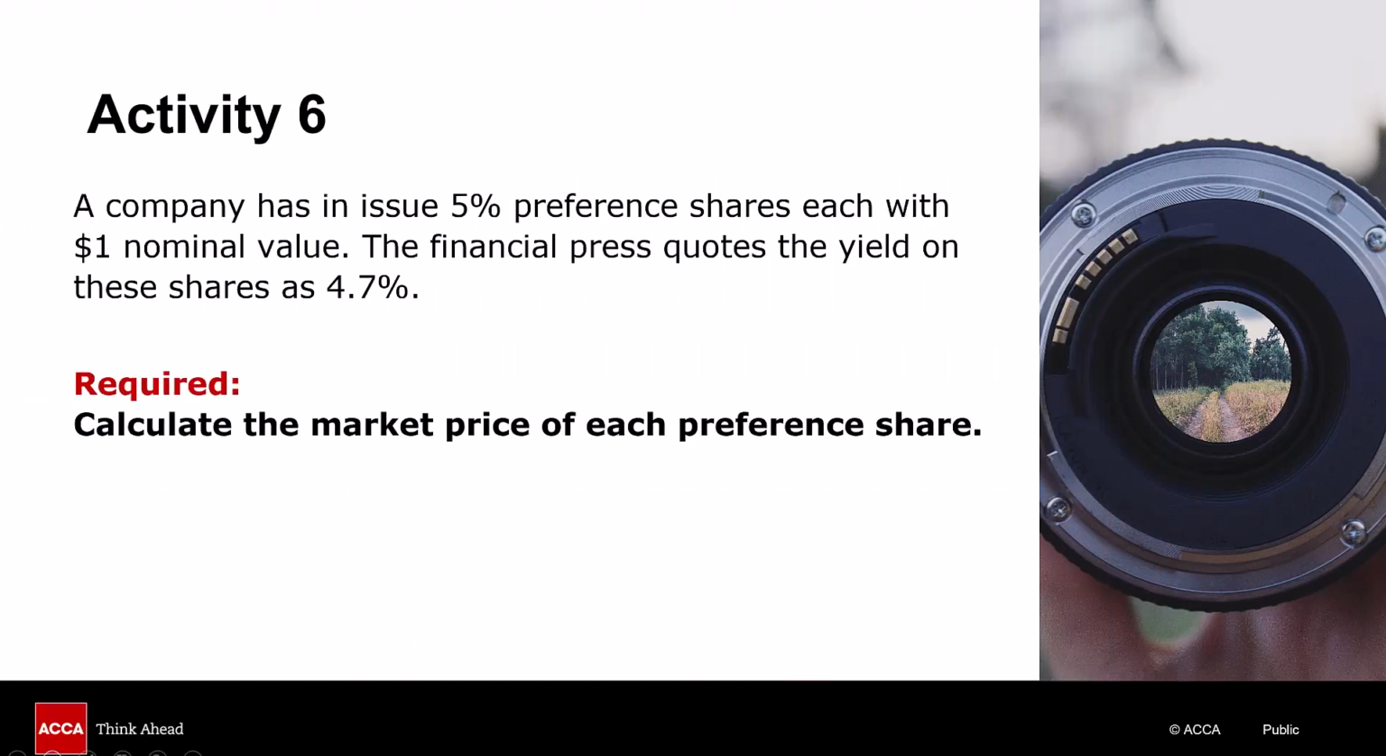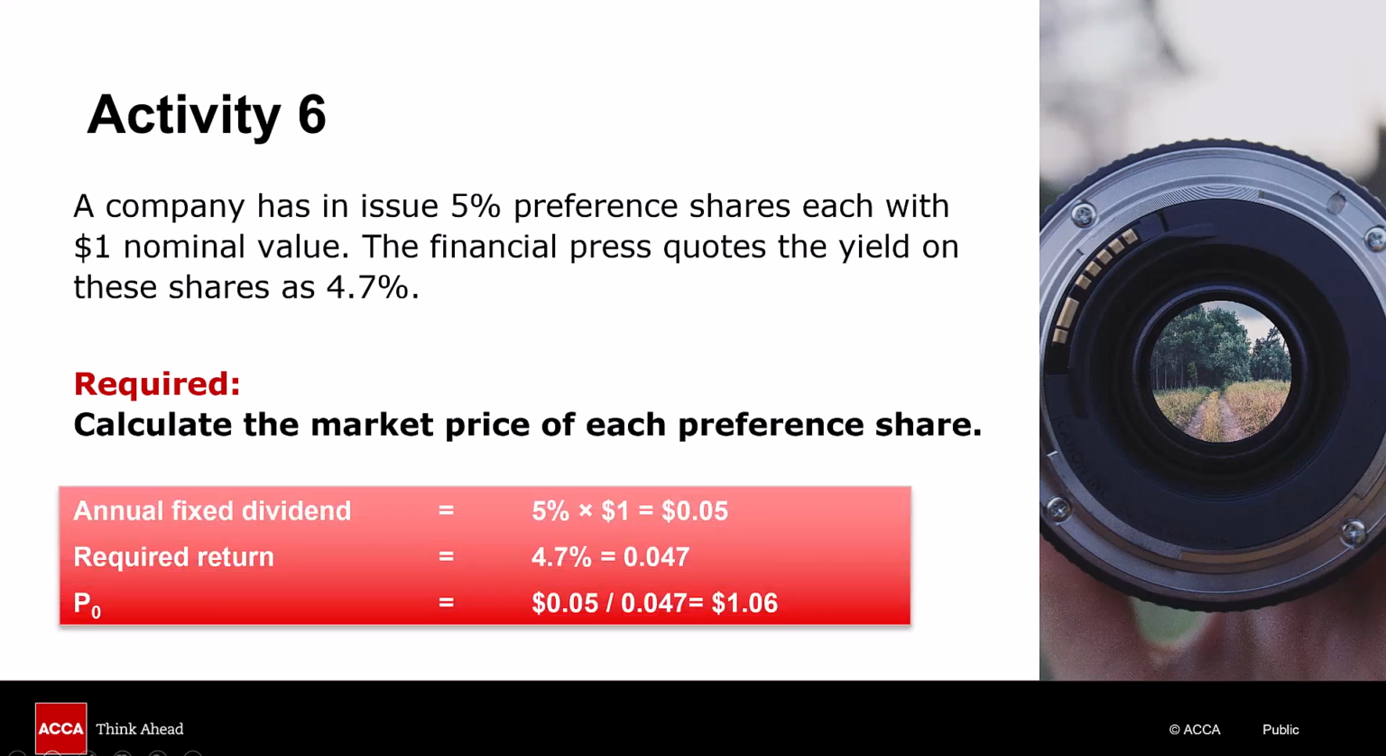So here is activity 6 from chapter 18, section 6 of the study hub. Here we're looking at a preference share and calculating the market price. So a company has in issue 5% preference shares, each with a dollar nominal value, and the financial press quotes the yield on these shares at 4.7%. So this is how we do this answer.